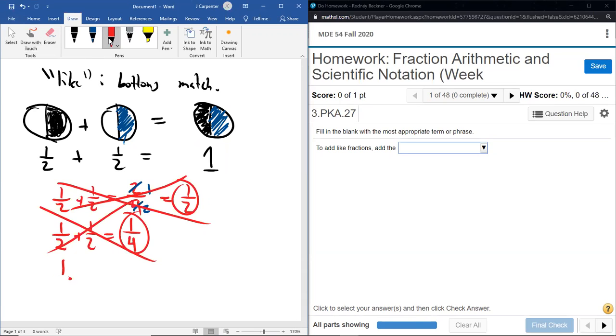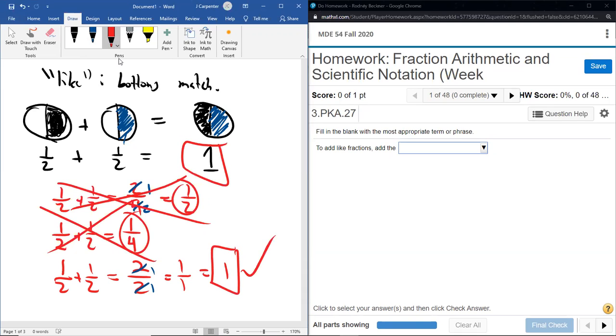Well, what if you just add the tops? A half plus a half. The 1 plus the 1 gives us a 2. We're going to keep the bottoms the same, and we know by reducing fractions, 2 will go into 2 once and into 2 once. So that's just 1 over 1. 1 divided by 1 is just 1, and this answer does agree with the logical answer.